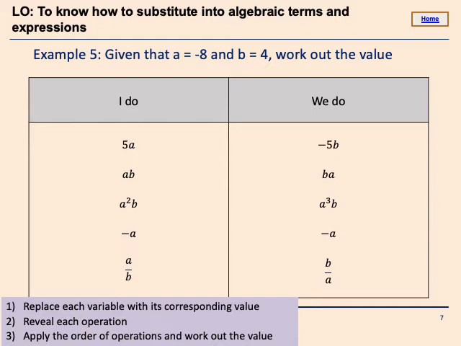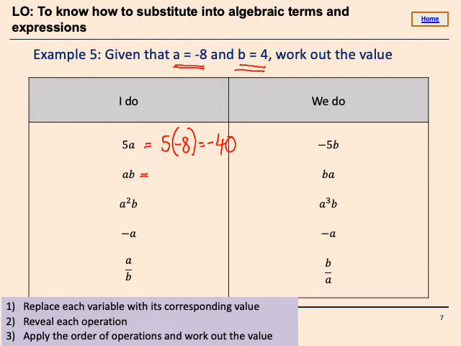So we have a fair few more now. Let's see if I can do this a little bit smaller. So I'm replacing the variable. Again, my values for a and b are the same. So 5, and it's next to the a, so that means 5 times by a. So 5 times by -8, a positive and a negative, going to get a negative answer, going to get -40.